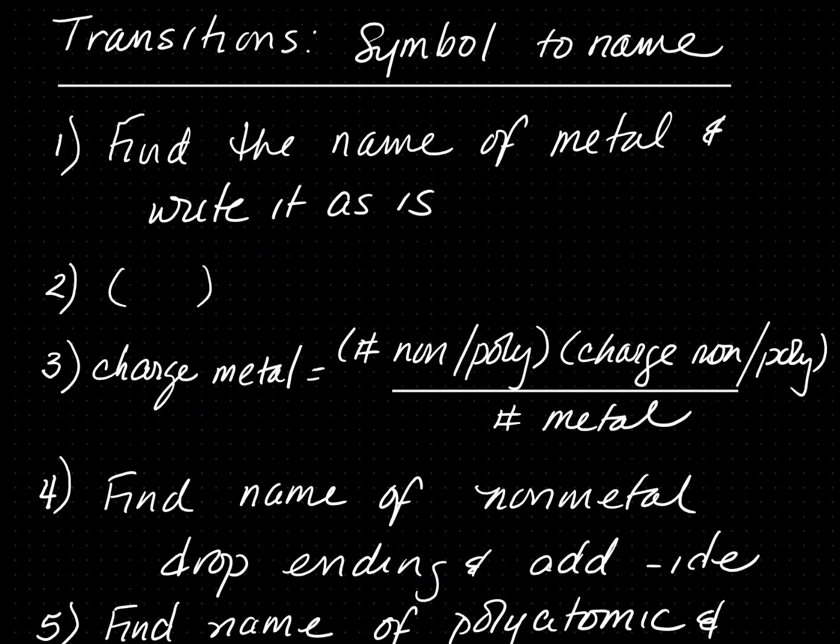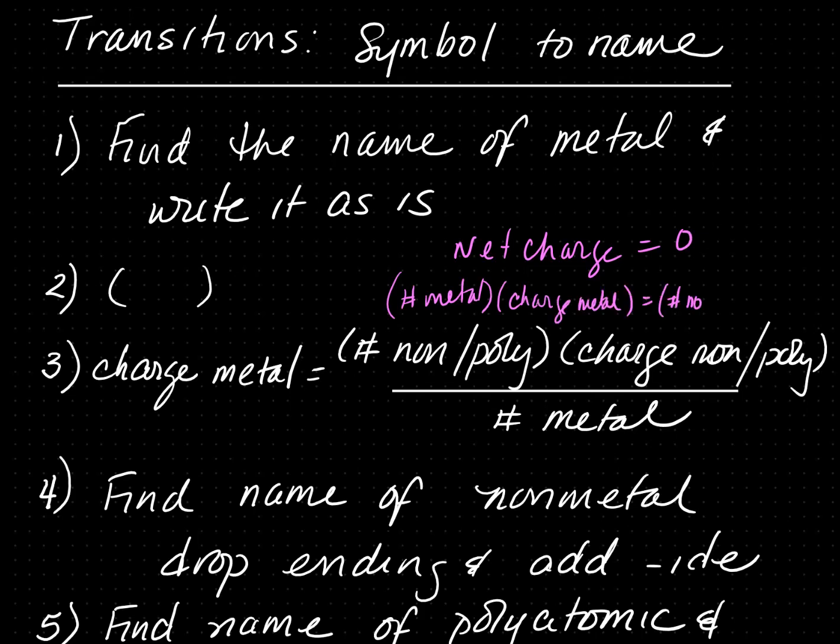Symbol to name. We find the name of the metal and write it as is. We use parentheses for the charge of the transition metal. To solve for the charge of the transition metal, multiply the number of nonmetals or polyatomic by the charge of the nonmetal or polyatomic, and then divide by the number of metals. Note, the net charge of the atom must equal 0. To do that, the number of metals times the charge of the metal must equal the number of nonmetals or polyatomics times its charge. All I did was rearrange the equation to solve for the charge of the metal.